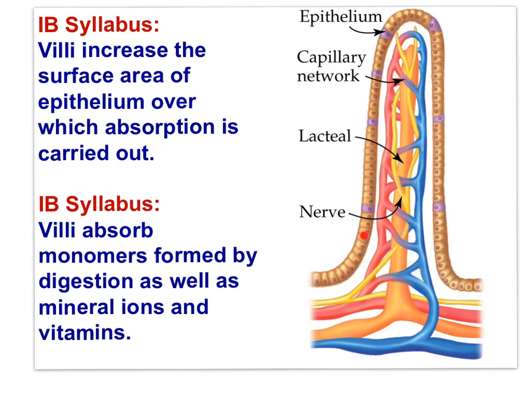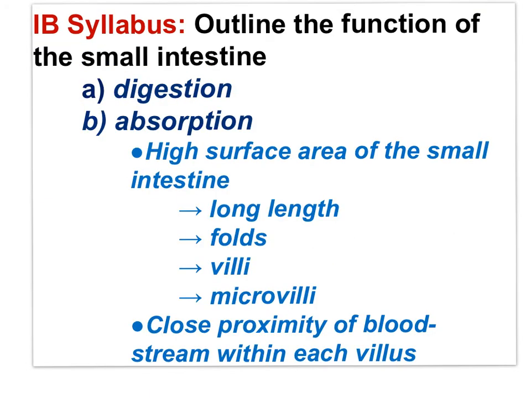The epithelium can be seen clearly. Blood vessels penetrate the villus. Villi increase the surface area of epithelium over which absorption is carried out. Villi absorb monomers formed by digestion, as well as mineral ions and vitamins. So the functions of the small intestine are digestion and absorption.